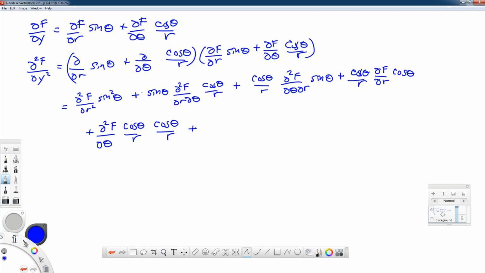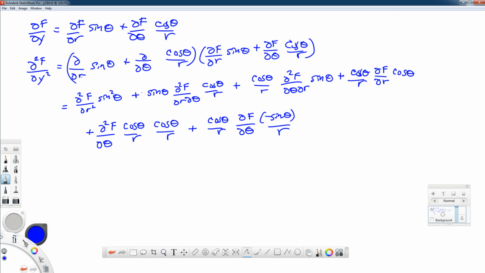Alright, now I'll also have a term that's going to look like a cosine theta over r as a constant out in front. And I'm going to operate on the partial with respect to theta of cosine theta. Derivative of cosine theta is a minus sine. So I'm going to have a minus sine theta over r. So I got those in there. And I think I need to go back and add a couple more terms for these partial derivatives on these first ones. So let me get those in here as well.